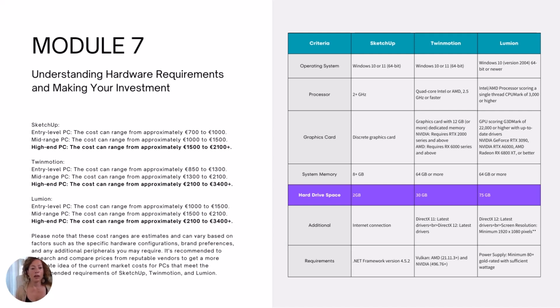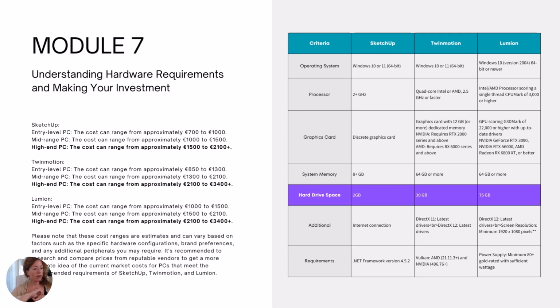Okay, so I give you here a few examples of the graphic cards. The big difference between Twinmotion and Lumion is not actually the quality of the graphic cards. They both need to be really good. On the other hand, it's the actual hard drive space. As you can see here, the low level entry point is always SketchUp. You can have a pretty inexpensive PC or laptop, and you can run SketchUp without major issues. But you need to have hard drive space if you're working with Lumion, especially 75 for Lumion and 30 for Twinmotion. Okay, so that's a big difference in hard drive space.